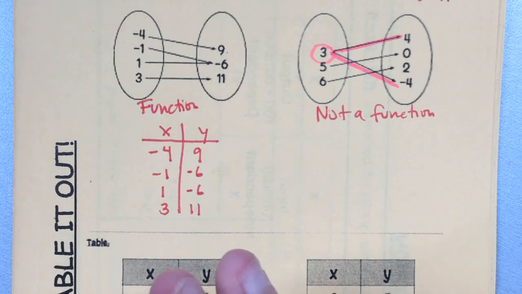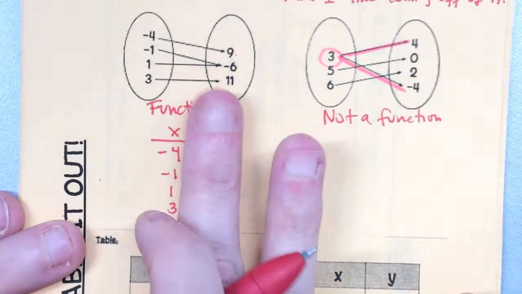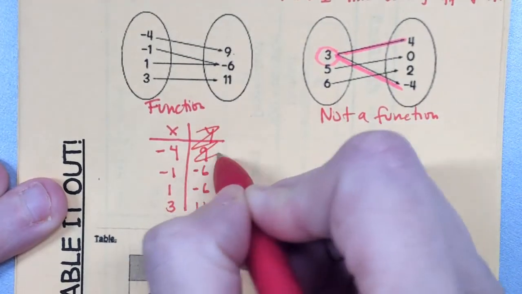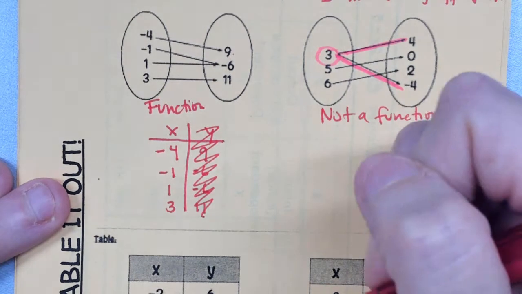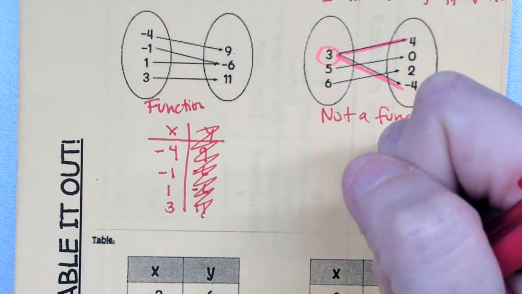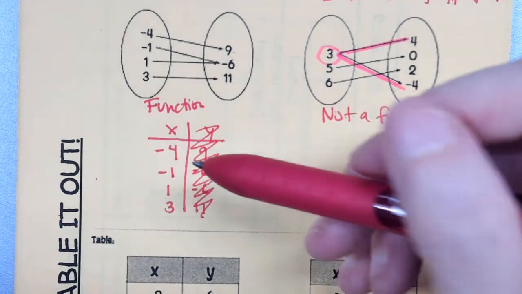what do I care about? What am I looking for? I'm only looking at the X bubble. So literally, I'm going to squiggle out the Y's and just look at the X's. Do any of these repeat? No. Now, I've had some people ask me today, well, what about the 1 and the -1?